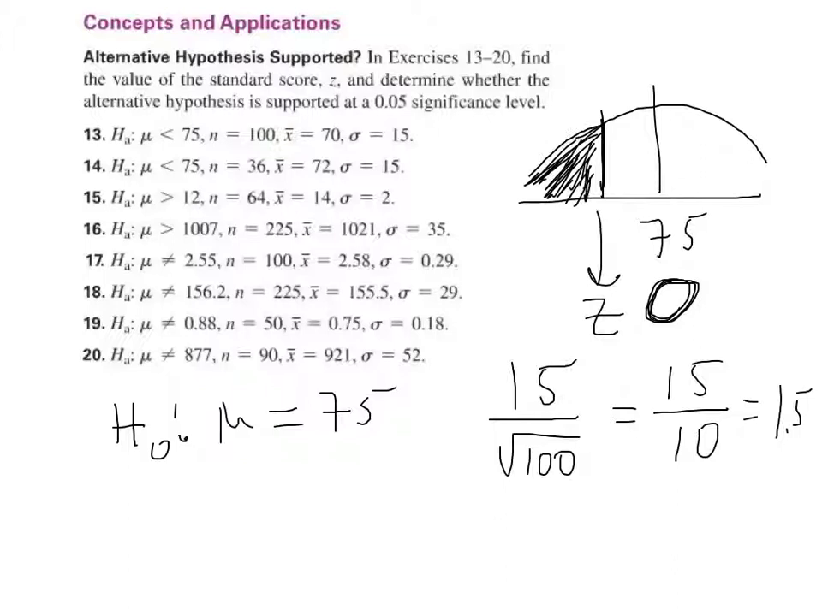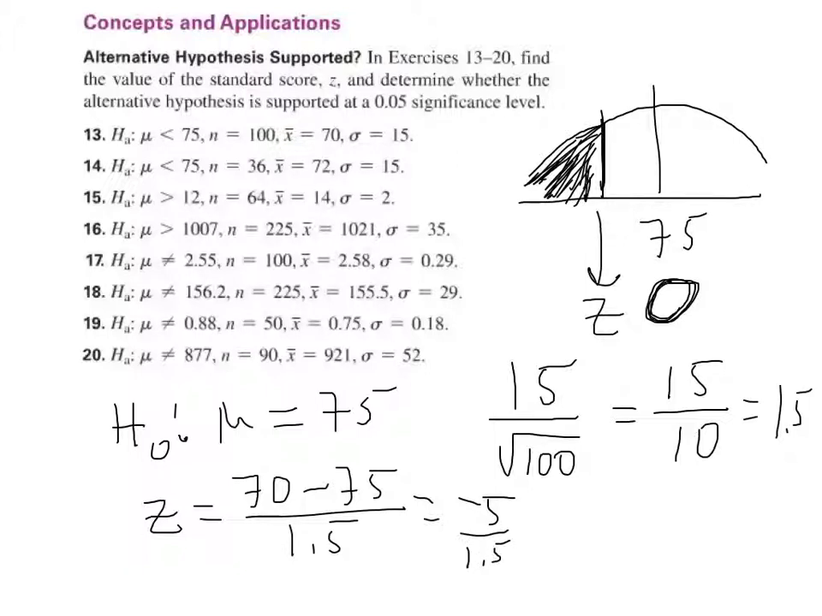Now I have to figure out the z-score for the sample. They sampled 100 whatevers and got an average of 70, so now we get the z-score for that. So z equals 70 minus the mean of 75, divided by 1.5, because that's the standard deviation. Negative 5 divided by 1.5 is negative 3.33 with a whole bunch of threes. I'll go 2 decimal places. So now we've got to decide if we're going to use the critical value method. We have to figure out if that is outside the critical value.